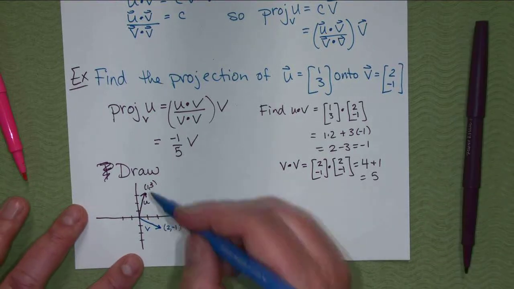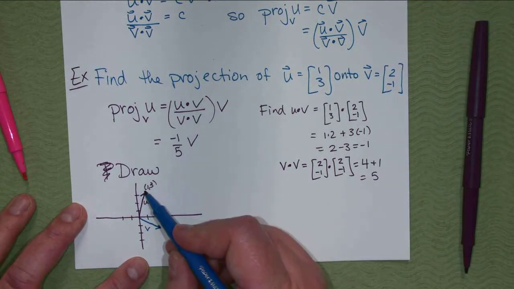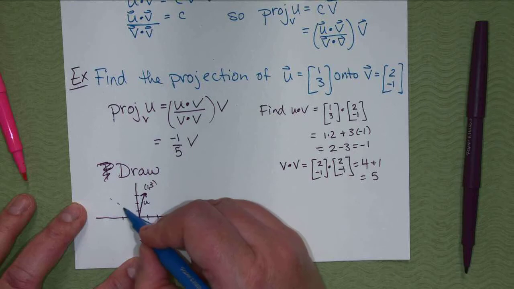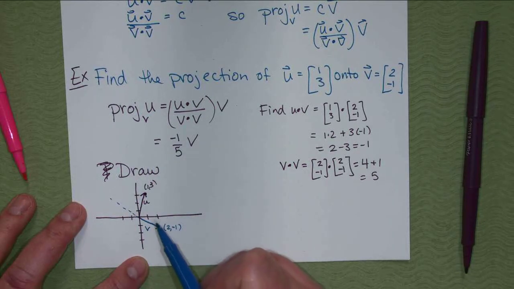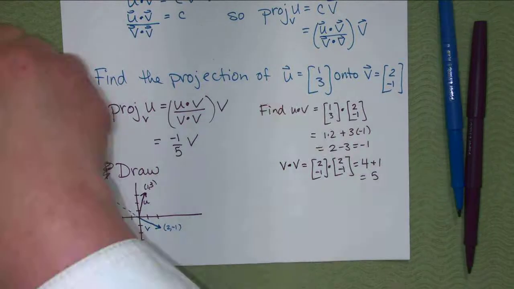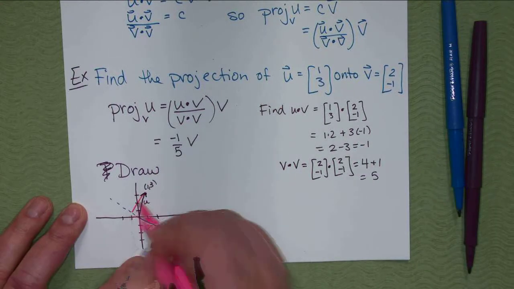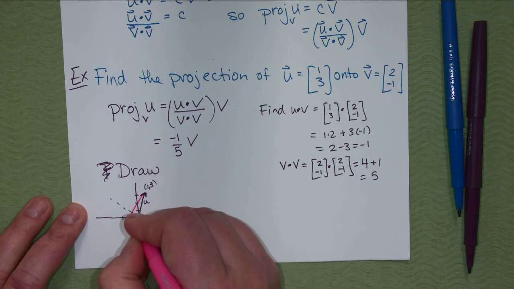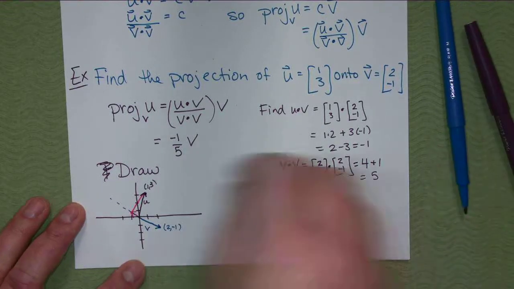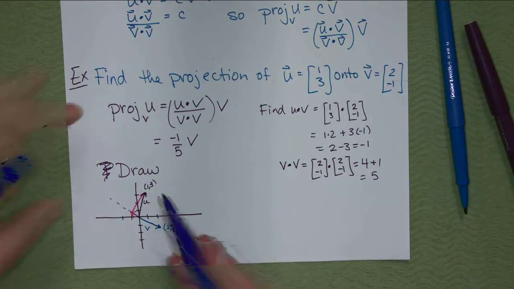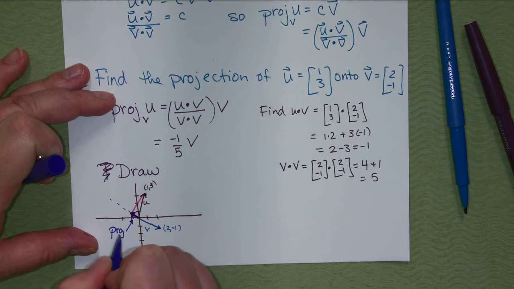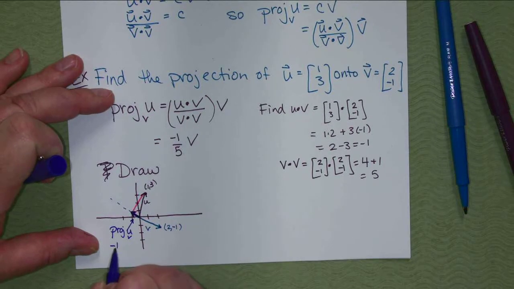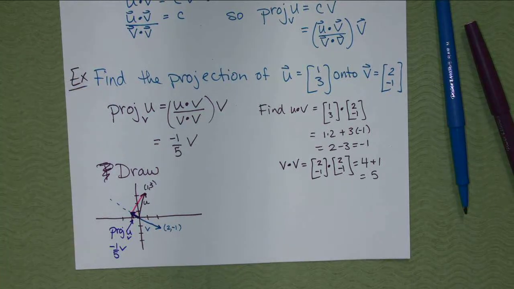Okay, and if we're projecting U onto V, they look almost perpendicular, but if we project that down, it must have ended up here at negative 1/5. So, does that make sense?